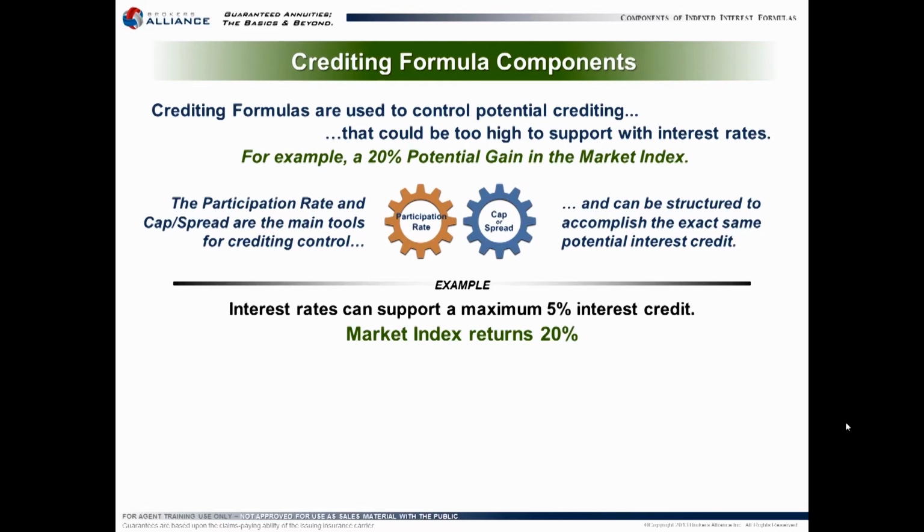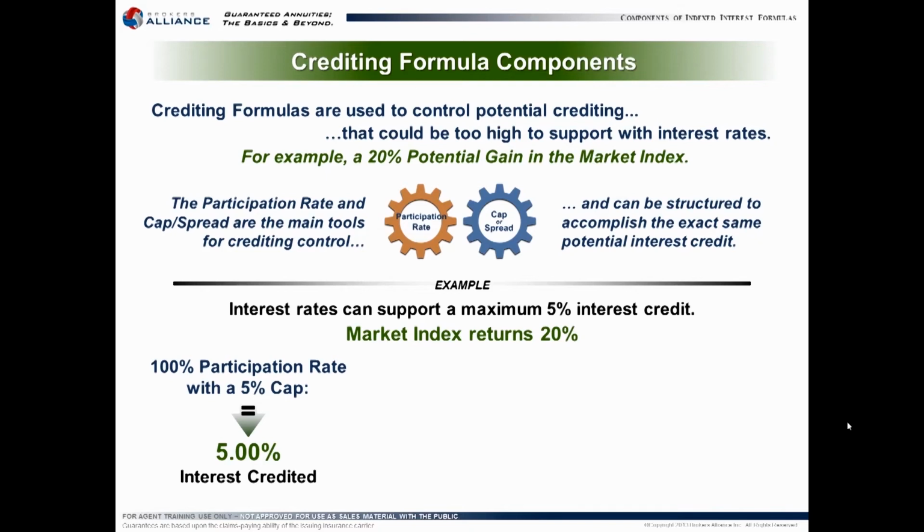And let's say the market index returns 20%. Well, interest rates can't support that 20% return. So we're going to see how you can put these different combinations of participation rate and a cap or a spread together to accomplish exactly the same thing. If the index formula uses a 100% participation rate and a 5% annual cap, and the market returns 20%, well, we get up to the cap, right? So we're going to get credited with 5% interest. But I can create that same potential interest crediting by using a 25% participation rate and no cap, and I'm going to get exactly the same end result if the market returns 20%.